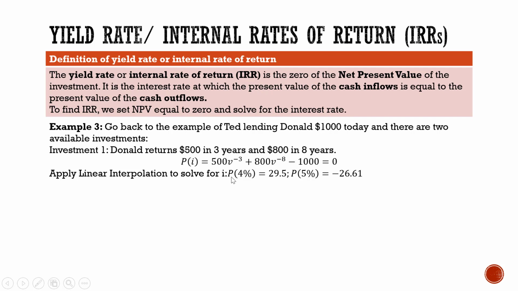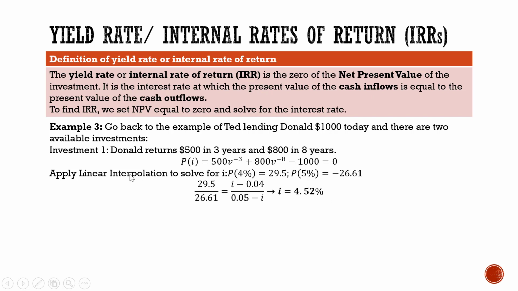So here we plug in 4%. We have P of 4% is 29.5, but P of 5% is negative 26.61. So we are sure that there should be a solution between 4% and 5%. So we are going to use linear interpolation to solve for I. By linear interpolation, we have 29.5 over 26.61 is equal to I minus 0.04 over 0.05 minus I. And solving this equation, we have I is 4.52%.